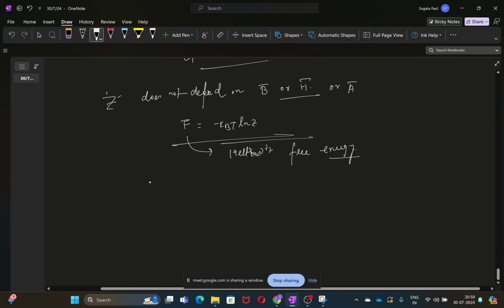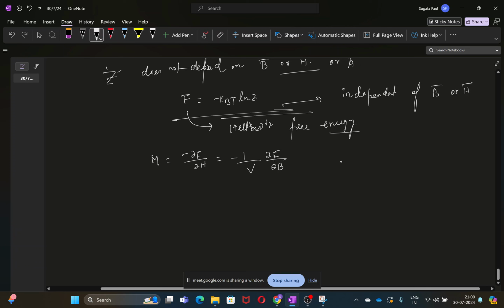And we know the definition of magnetization. M is basically nothing but minus del F by del H, or you can also say it is minus 1 by volume del F by del B, either by the magnetic field strength or by the magnetic flux density. Because F is independent of both B and H, since the partition function itself does not depend on B or H, F is also independent of B or H. So del F by del H will be 0, and the magnetization will be 0.